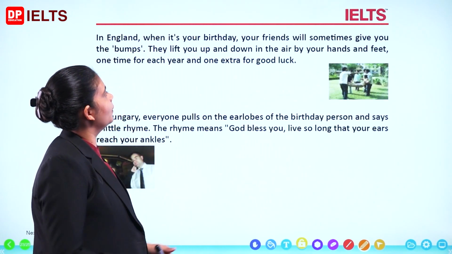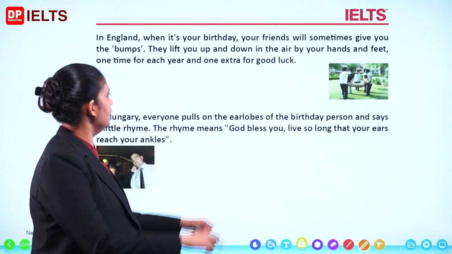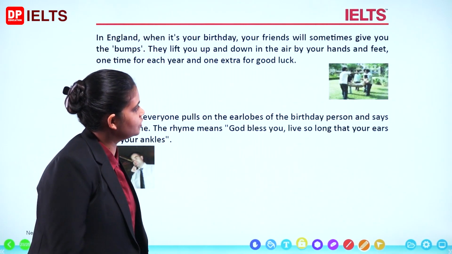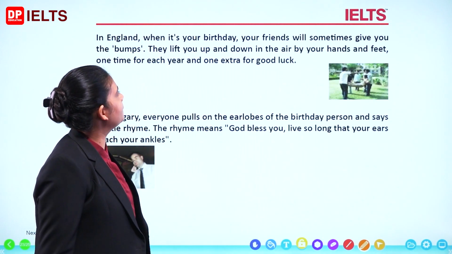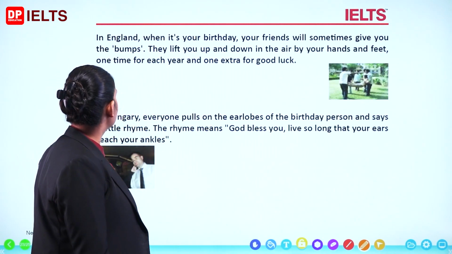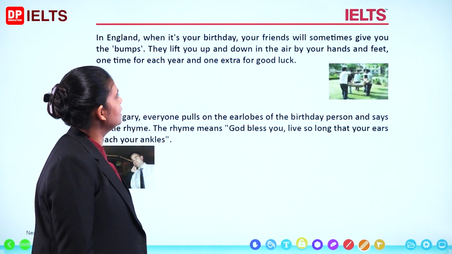They lift you up by your hands and your feet and then, you know, just swing you like this, yeah? Okay? Up in the air by your hands and your feet. One time for each year, one extra for good luck.